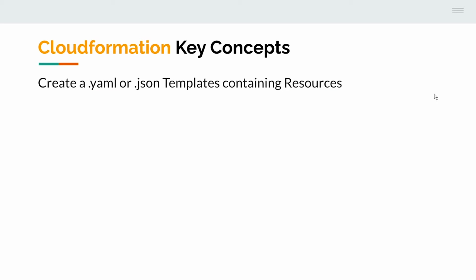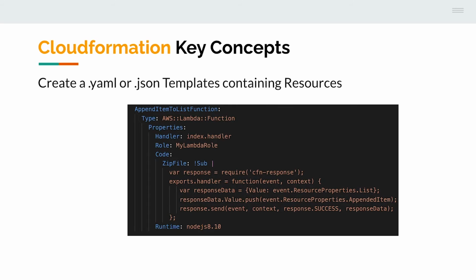So what do these templates even look like? Well, this is an example of a Lambda function in a YAML format. So what are we looking at here? Well, this is the name of your resource, and the type of your resource is a Lambda function. And then you're defining some properties on that Lambda function. And you're saying the handler's input file is the index.handler. You're saying it has a role called this guy. And this example is actually doing something fairly interesting.